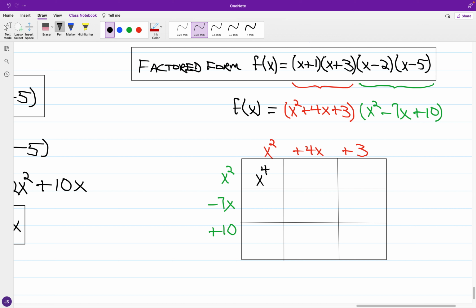be x to the 4th. Then we have negative 7x times x squared, so we have a negative 7x cubed. And then we have plus 10x squared to complete the first column.